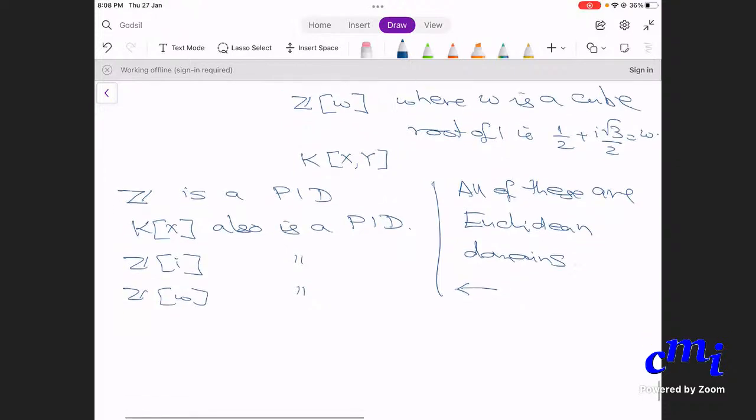On the other hand, K[x,y] is a much more interesting ring. K[x,y] is definitely not a PID. Not every ideal in this is generated by one element. So we'll get to ideals and what we can do with ideals in a bit. Okay.